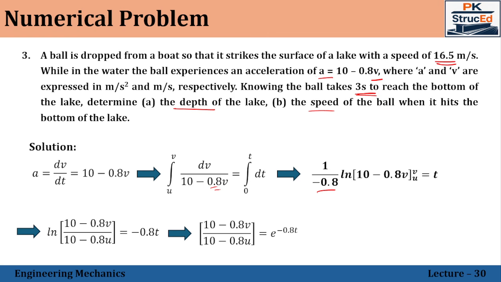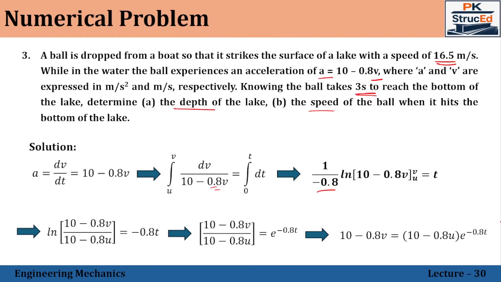Okay. Now I can take this ln to the other side so that this becomes e power minus 0.8 t. Then I'm taking this 10 minus 0.8 u to the right side. Therefore, we'll have 10 minus 0.8 v equal to 10 minus 0.8 u into e power minus 0.8 t.